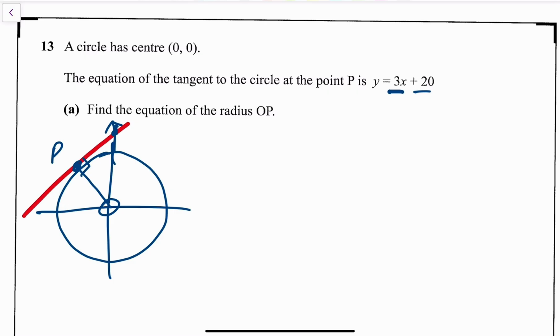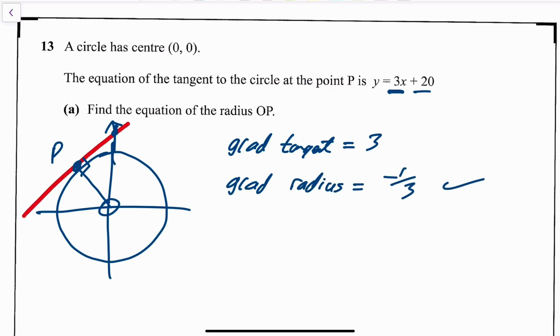My radius then, the radius and the tangent meet at right angles. So if the gradient of the tangent is equal to 3, as we said, that means the gradient of the radius is equal to the negative reciprocal of that, so it's minus 1/3. So the equation of the radius is a straight line, y equals minus 1/3 x plus c. Notice my radius goes through the origin, so just put that in.